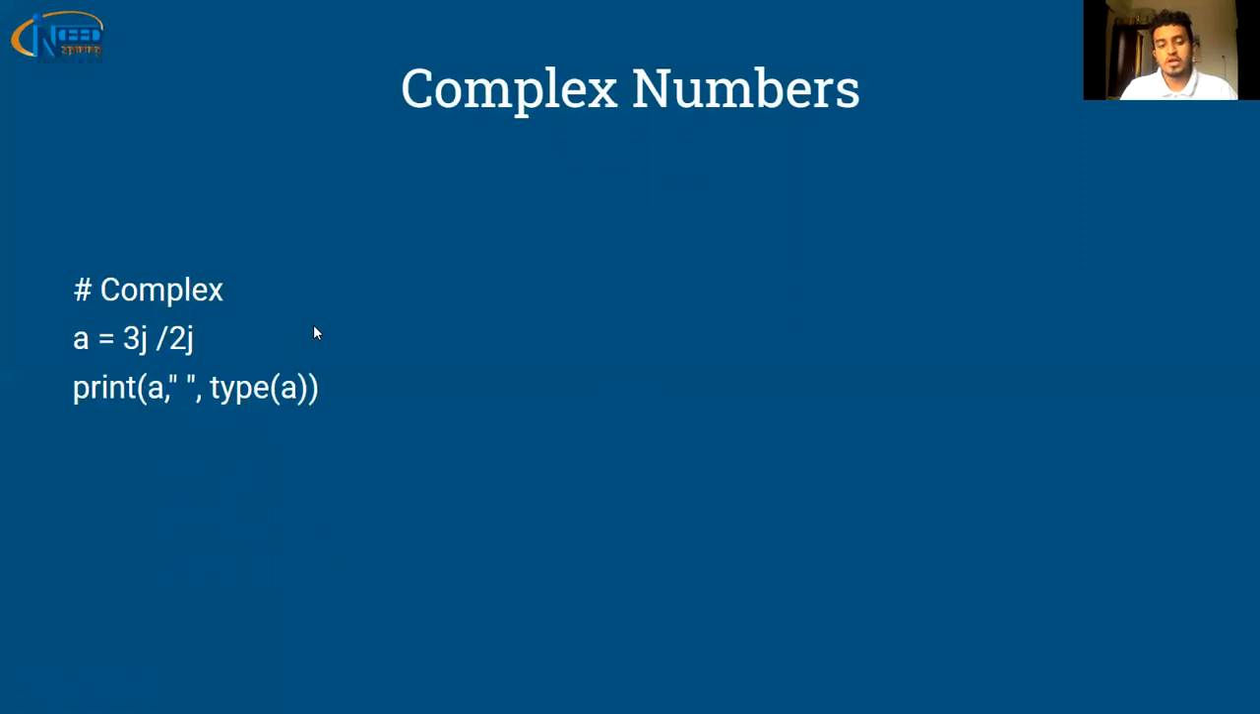Talking about complex numbers. Complex numbers are a mixture of an integer, we can say, and an alphabet or a string. Here you can see that we have assigned the variable a as 3j divided by 2j. So we are using integers and variables also, we can say. In this case, that is known as complex numbers. In the next statement, we are using print a and type of a. Here you can see a slight change: in a single line, we have used print a and the type of a also.